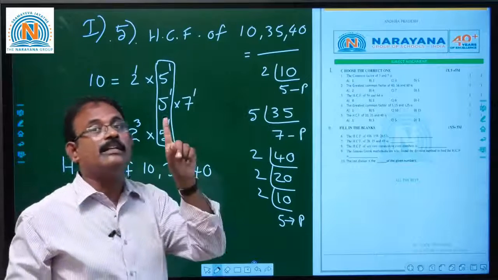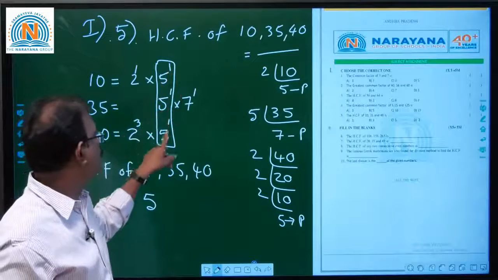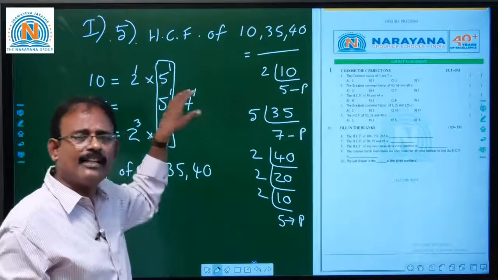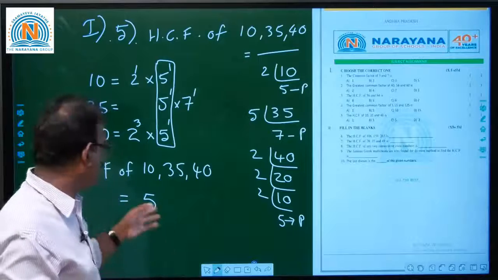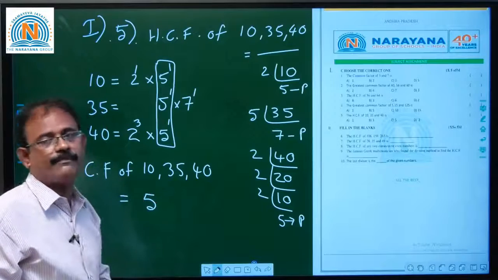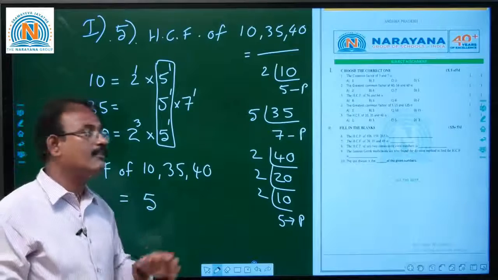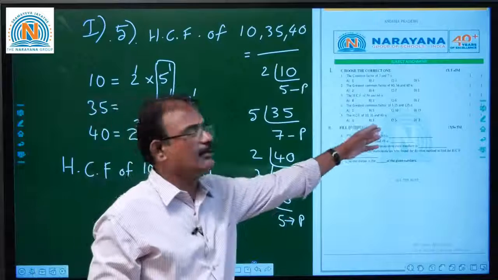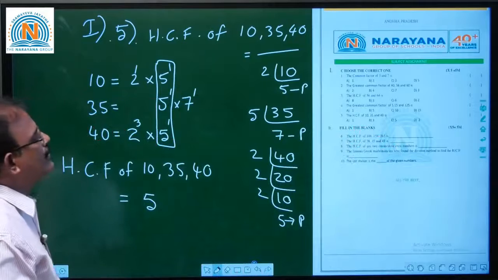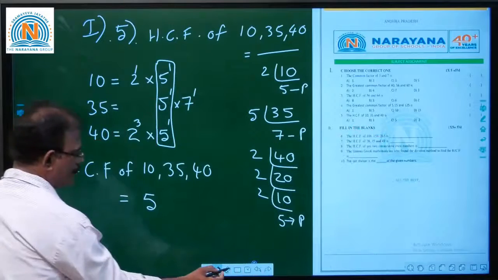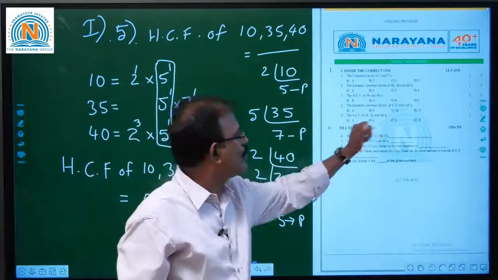Let us take the least power. So 5 raised 1 time, here 1 time, here 1 time. Of course 5 is raised an equal number of times among all the numbers. Therefore 5 is taken 1 time only, the least. Therefore what is the HCF of 10, 35, 40, children? 5. So it is also given in the third option, children. So question number 5, third option.